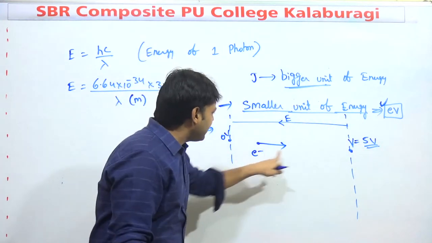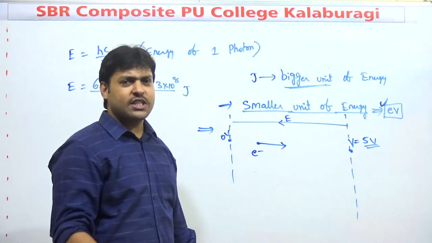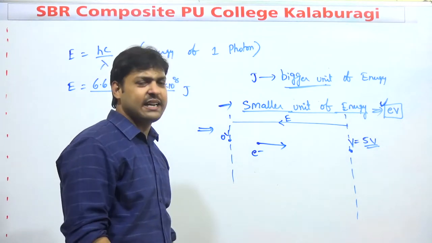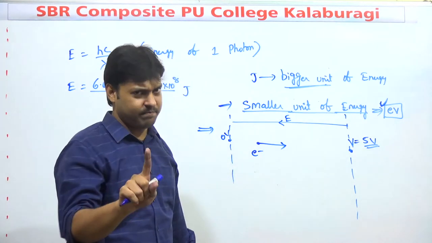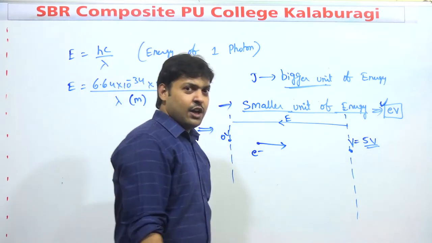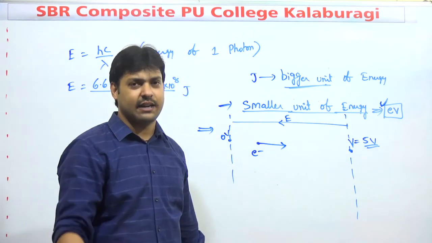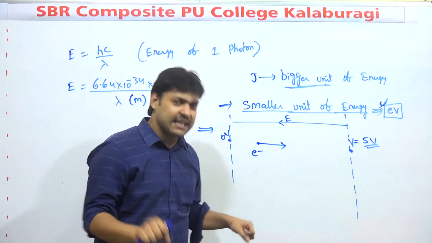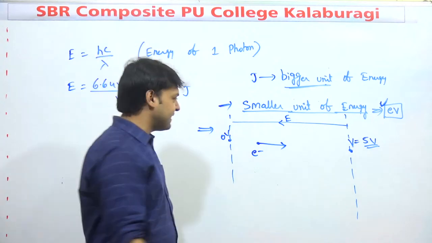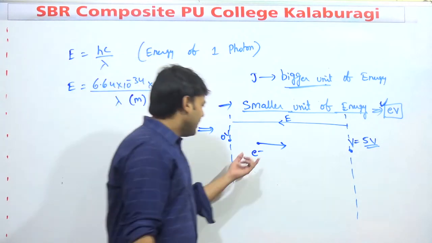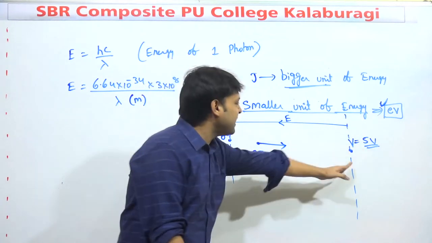Now this electron is moving. Who gave that energy? Is the electron moving with a constant speed or is it accelerating? It is accelerating. Why? In the electric field, electrons accelerate with an acceleration of Eq by m. So if any particle is accelerating, definitely it should have some energy or else it can't accelerate. Try to understand. So this electron is accelerating, in essence, energy gained. From where did it come? From this potential difference.